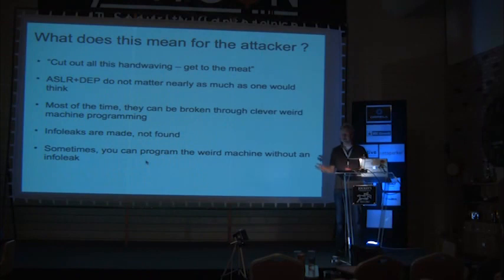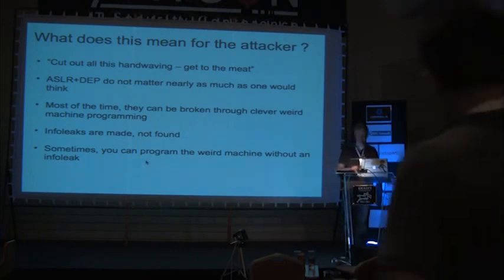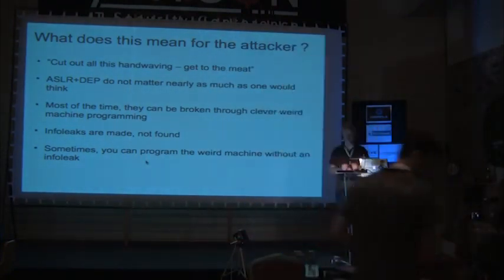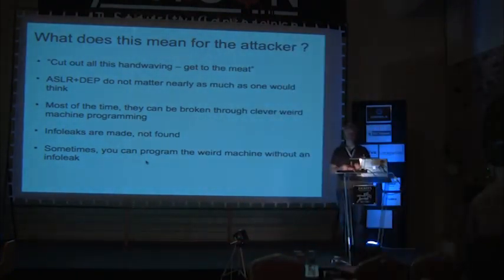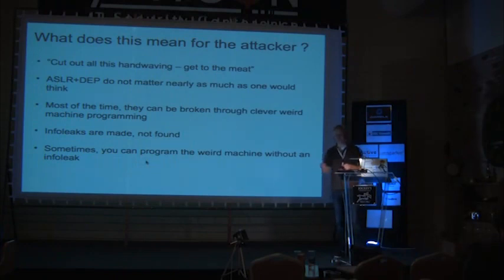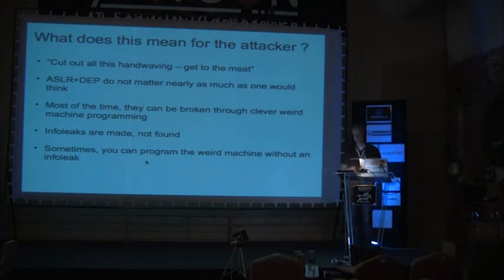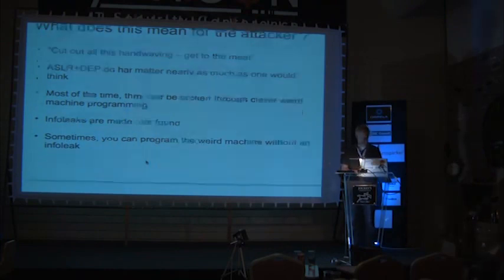Now, first of all, ASLR and DEP don't matter nearly as much as people think. And another really important consequence, and that's something that is gaining popular support now, is that when ASLR first became widely adopted, a lot of people said, well, if you want to exploit something now, you have to find an info leak. That is actually not true. You have to build an info leak. Info leaks are usually not found, but built out of existing memory corruptions. And in some particular situations, you can even start programming the weird machine without having info leaks.